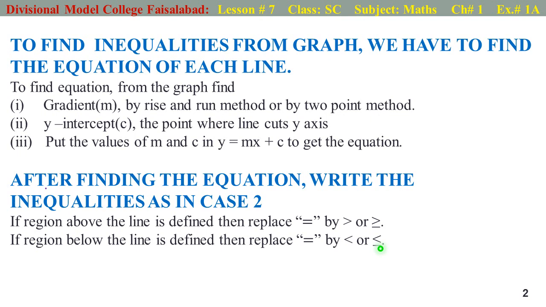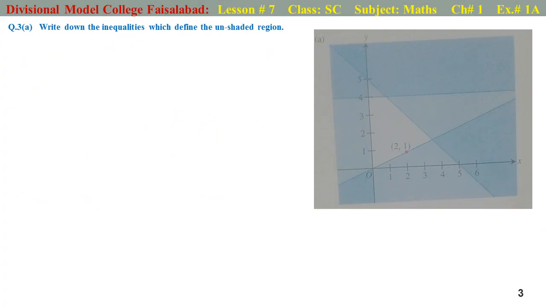So this is the method of writing the inequality from the graph. First we will find the equation of each line and then we will replace the sign of equality by the sign of inequality to write the inequality. So let's solve some questions from the exercise. This is exercise 1A, question number 3. A graph is given and you are asked to write the inequalities which define the unshaded region.